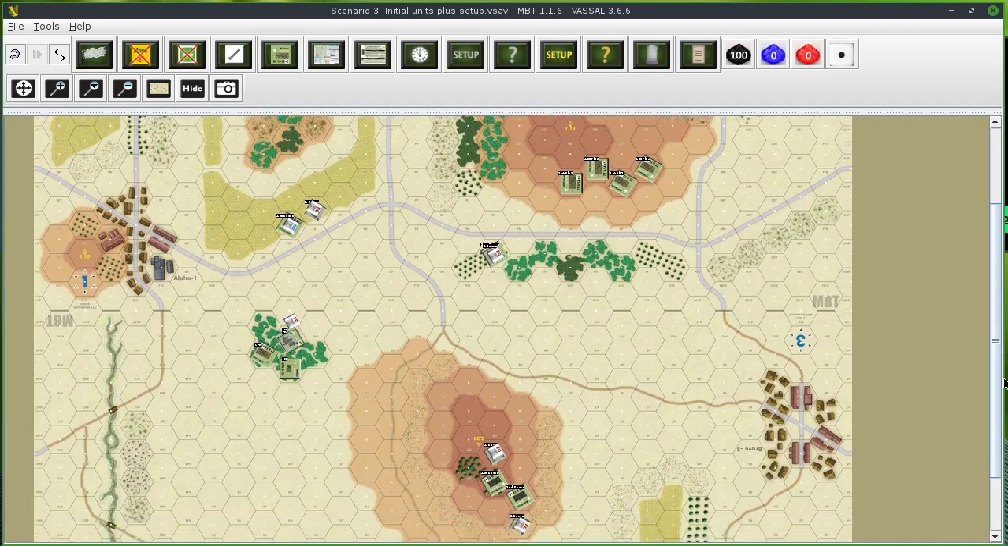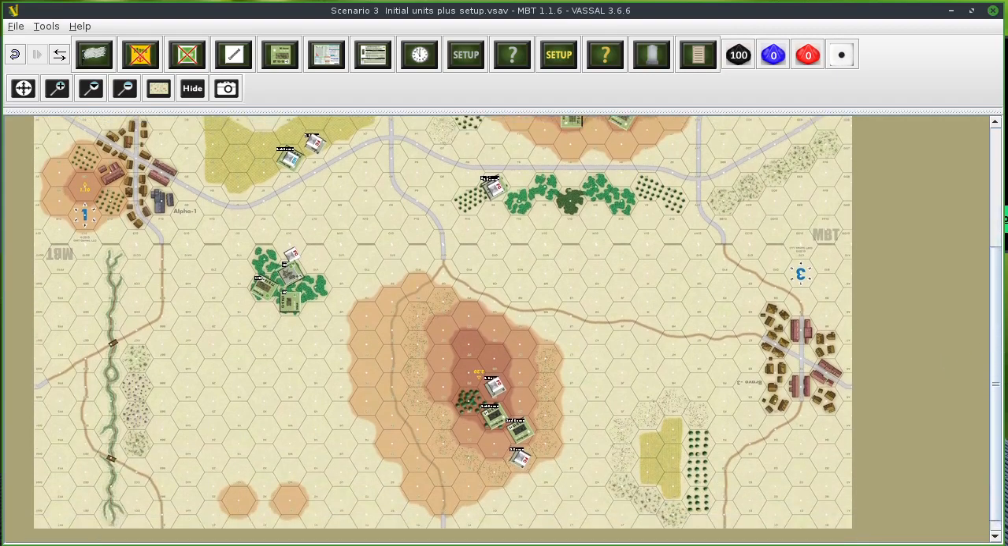So let's look at this over here on the right. I have a recon unit that I haven't fully placed yet. And I also have my tank platoon, which I haven't fully placed yet.